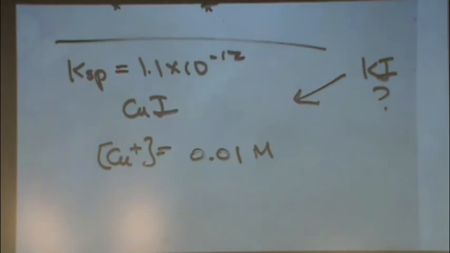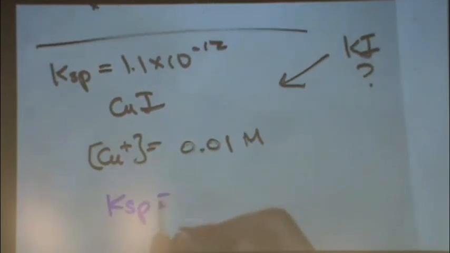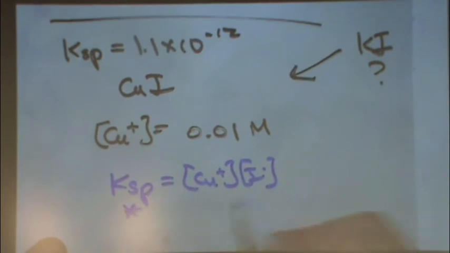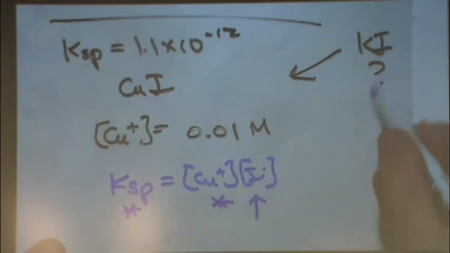Okay, what kind of problem is this? Let me ask the other way. What was the key word? Precipitation. Do I use the ICE table? No, not necessary. So all I'm going to do, Rebecca, is write Ksp is Cu times I minus. I know this. I know this. Find this. Is that okay? Yeah. And then convert that to mass.